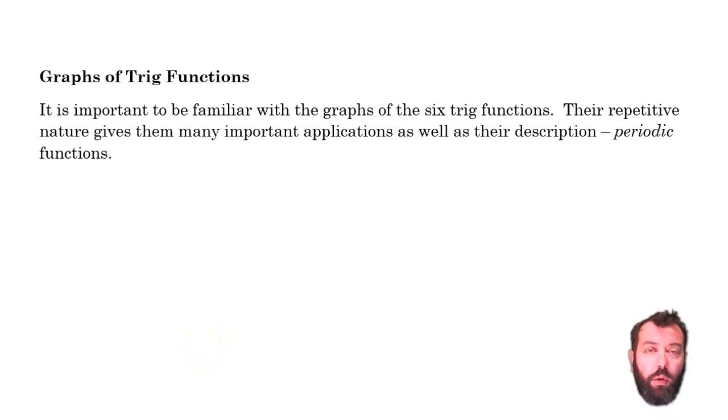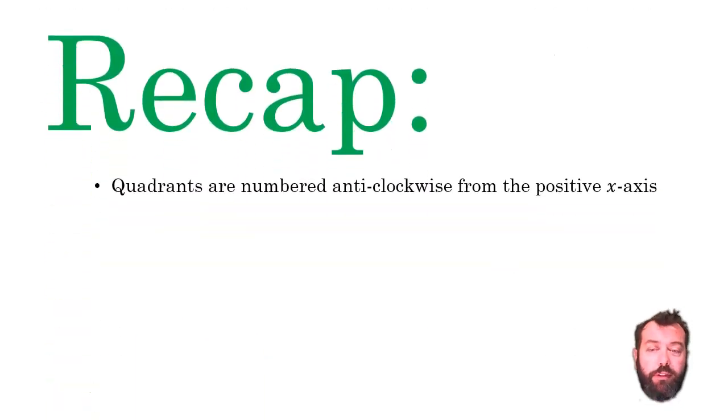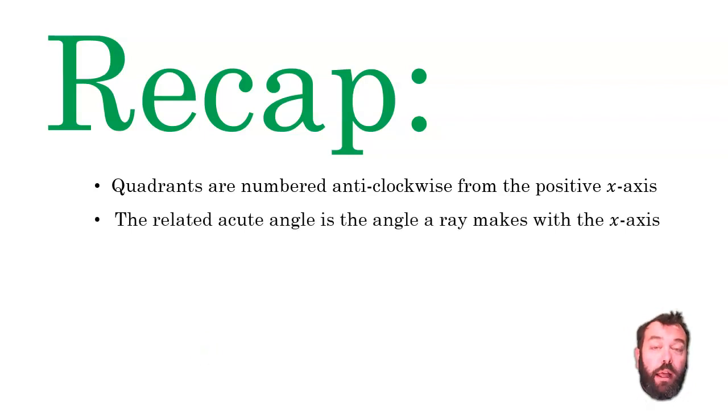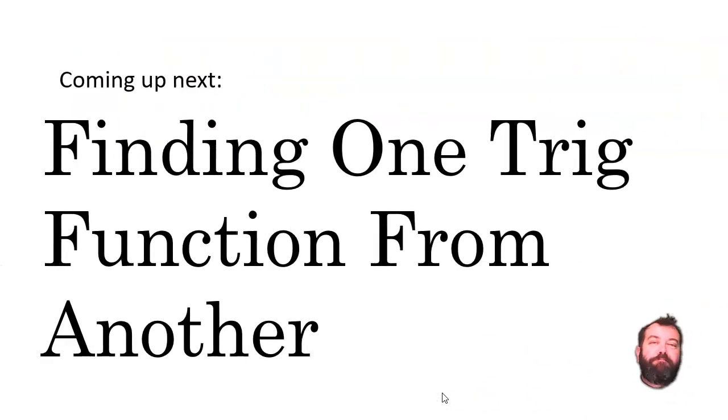Anyway, we will, as I said, look at graphs of trig functions quite a lot more some way down the track. But for now, the important things to remember from this exercise is the numbering of our quadrants, moving in an anti-clockwise direction, what a related acute angle is and how to calculate it, and that the sign of our trig ratios, whether they're positive or negative, can be remembered using this all stations to central mnemonic. Okay, that's it.